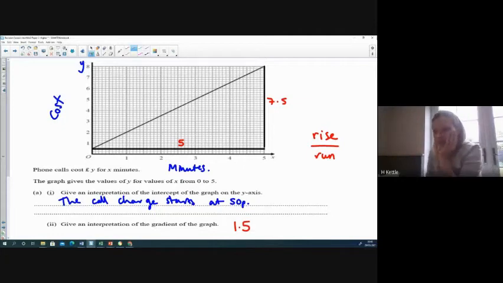So give an interpretation of the gradient. Well, what does that mean? It means that the definition of gradient is for every one across, it's how much it goes up or down. So in this case, for every minute you are on the phone, it's going to cost you an extra £1.50. Every minute you're on the phone, it's going to cost you an extra £1.50. That would be the interpretation of the gradient, what it actually means.